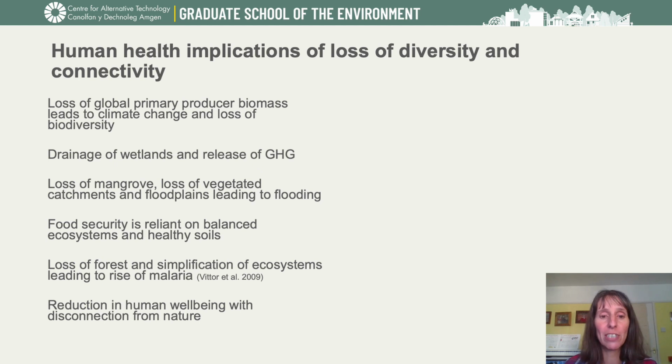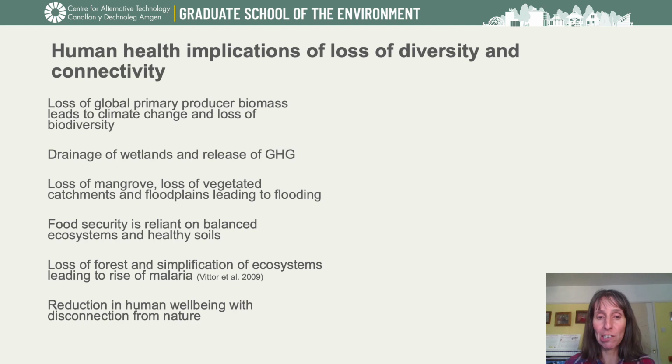We know that the drainage of wetlands releases greenhouse gases. We know that when we lose coastal mangroves, when we devegetate catchments, when we disconnect floodplains from their rivers, that makes the environment worse. We're more likely to flood, we're more likely to suffer physical damage, loss to property, but also high degrees of stress. It's mentally very stressful to live in the threat of flooding.